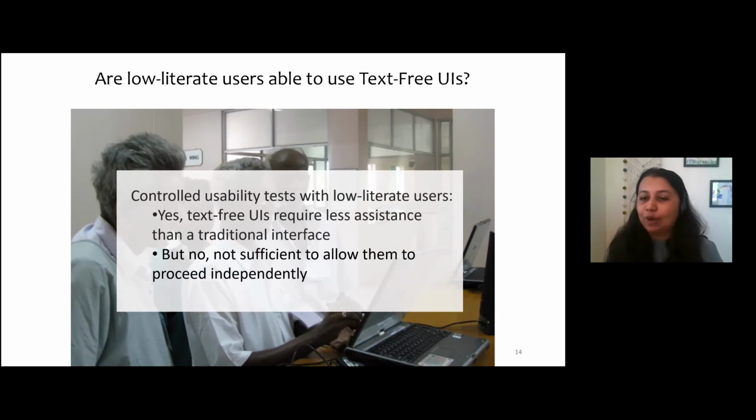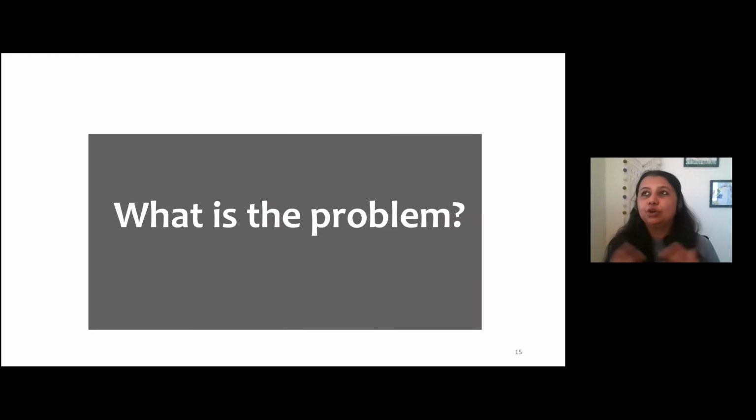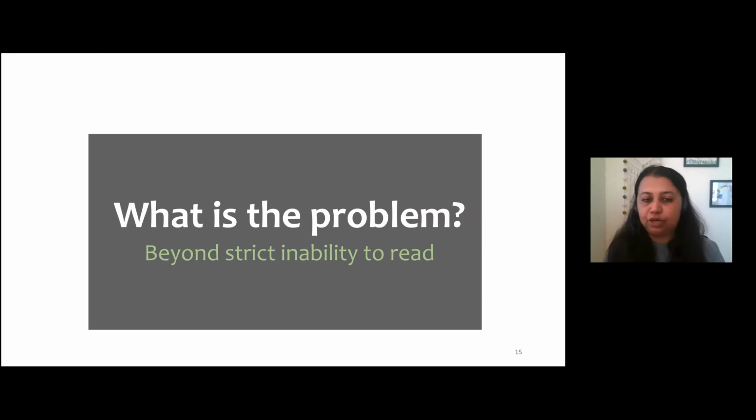Once we saw this in usability studies, we went back and re-looked at the problem, and we asked, what is the problem with designing for low literacy? Through a lot of immersion in the field, we realized that low textual literacy was beyond the strict inability to read text.